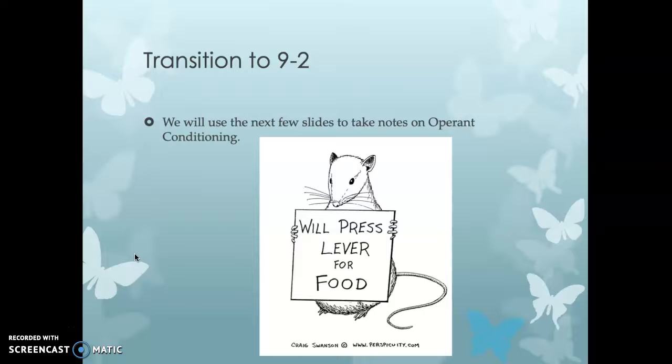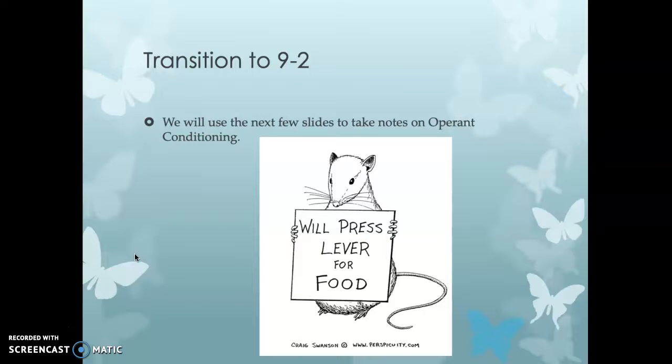So last week we focused on classical conditioning, and if you remember, classical conditioning was defined as a learning procedure in which associations are made between a natural stimulus and a neutral stimulus. And so in this example of classical conditioning, the subject doesn't really have a choice in the matter. They're taught something by a neutral stimulus.